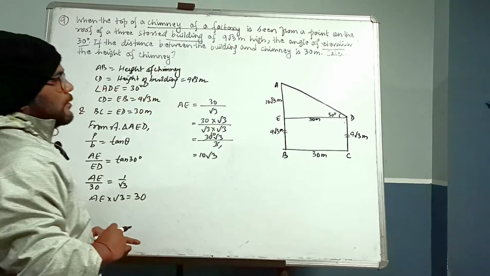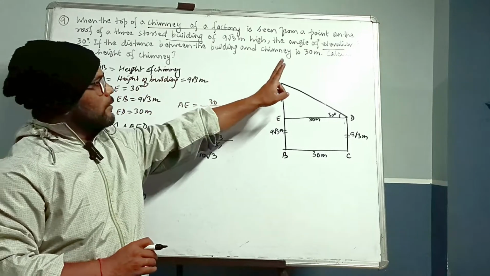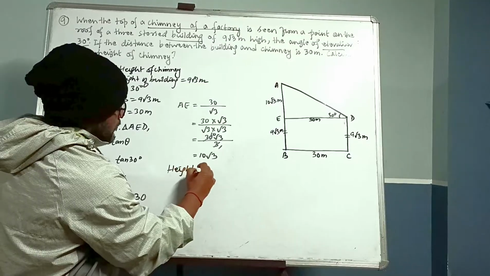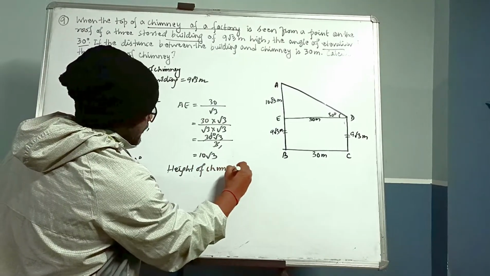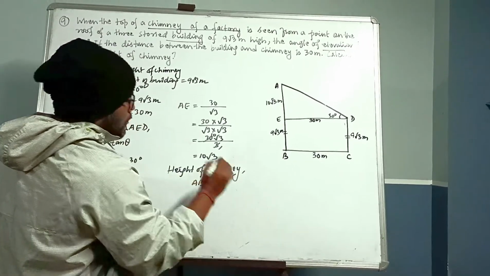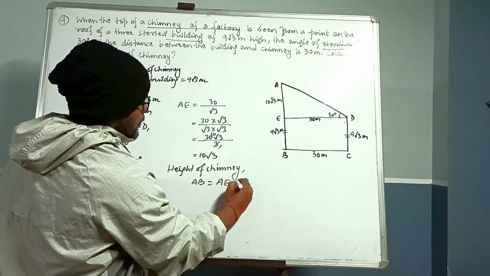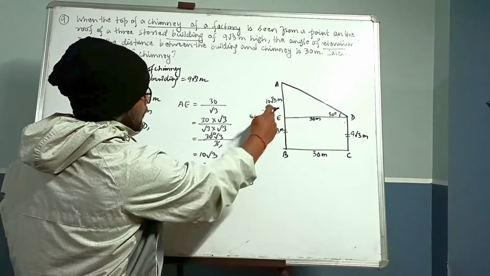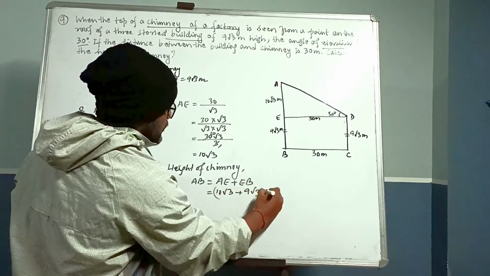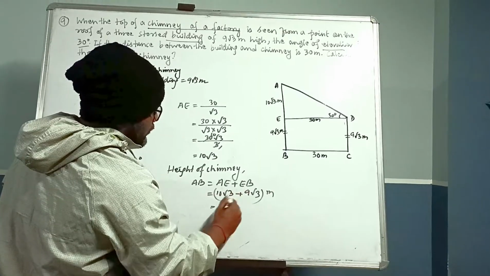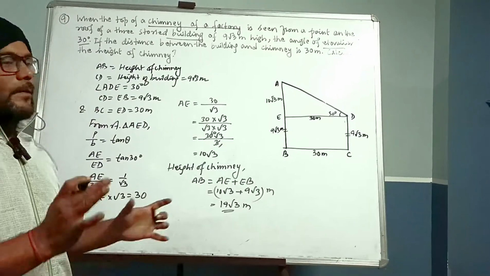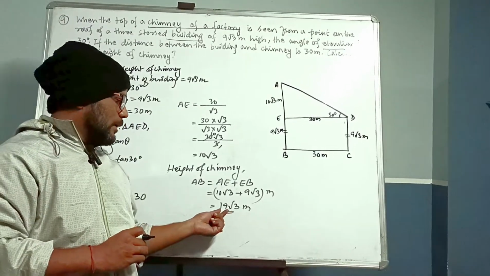Look here. The question has asked to find the height of the chimney. So the height of the chimney, which is AB, equals AE plus EB. The value of AE is 10 root 3, EB is 9 root 3 meters. So 10 root 3 plus 9 root 3 becomes 19 root 3 meters. Okay, so while solving at your home, you can write the answer as 19 root 3.